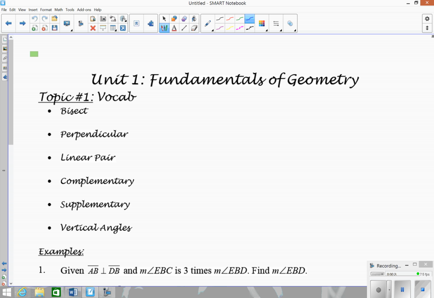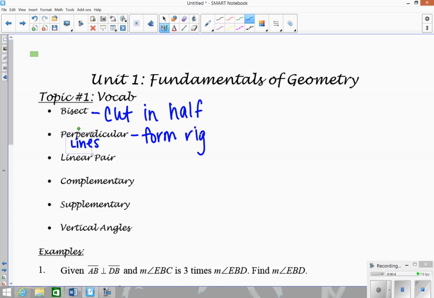So first thing is the word bisect. Bisect you've seen a lot. It just means to cut in half, or you intersect so that you get two congruent parts. Perpendicular, so really this should be perpendicular lines. Whenever you have perpendicular lines, those form right angles. So a picture for that would be two lines that form and create 90-degree angles.